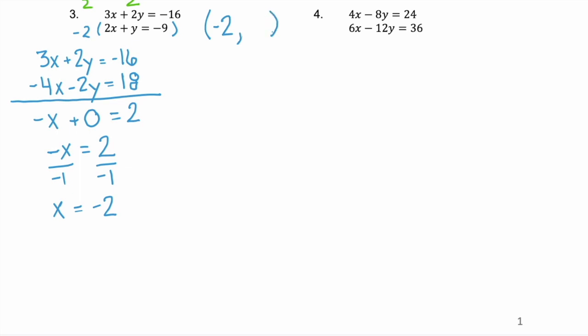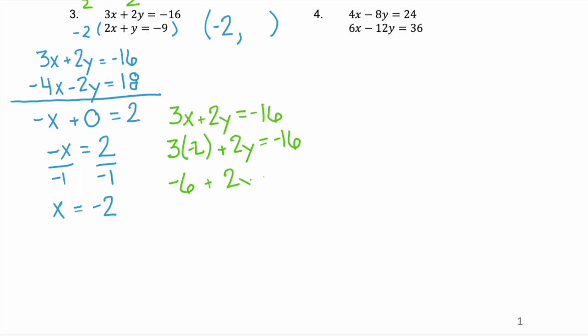So now we're going to substitute that x value in to one of the originals and find our y. So let's use the first one. 3x plus 2y equals -16. So 3 times -2 plus 2y equals -16. 3 times -2 is -6, plus 2y equals -16.